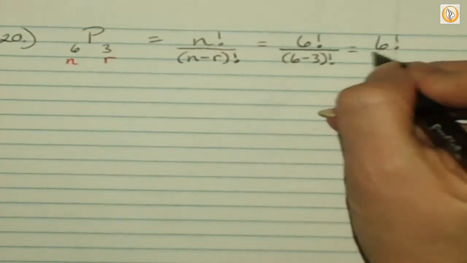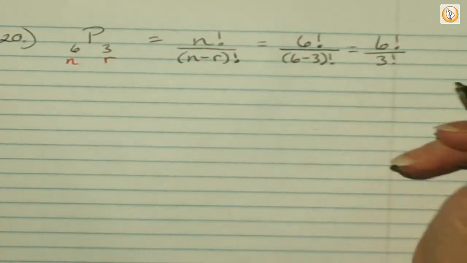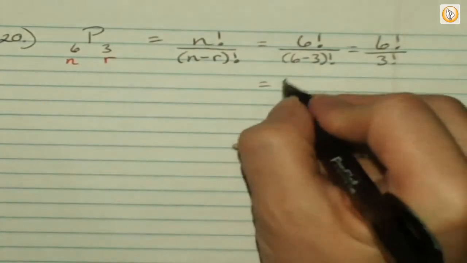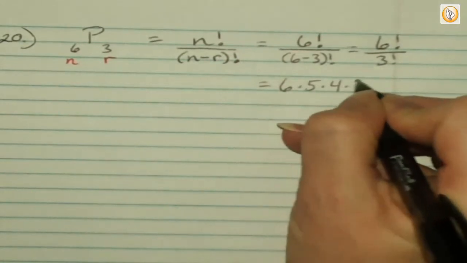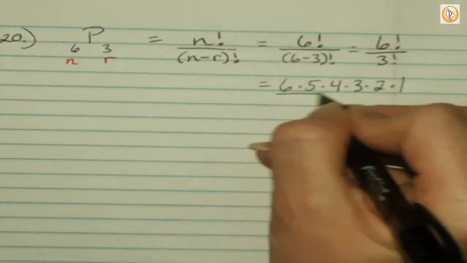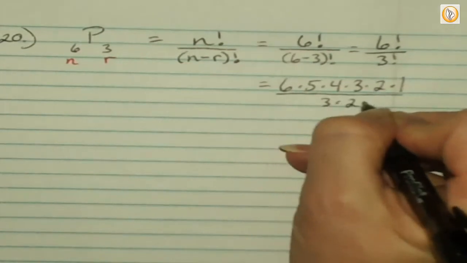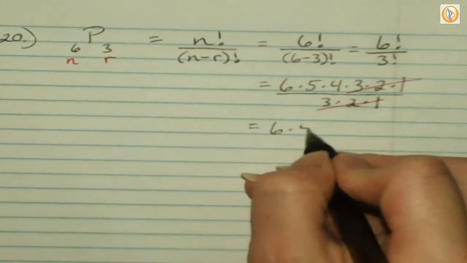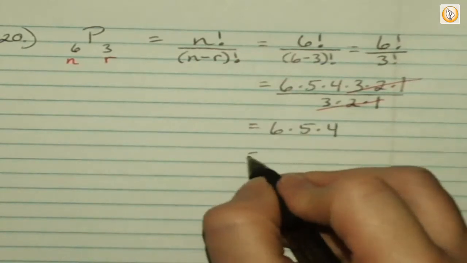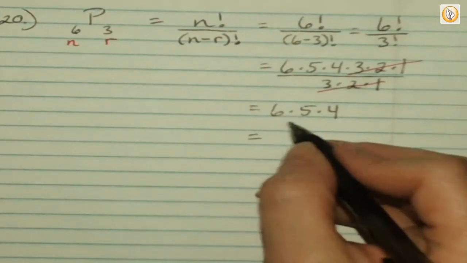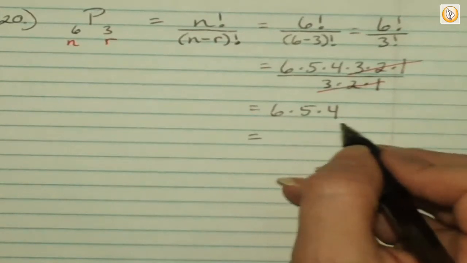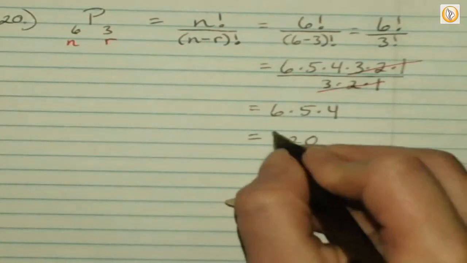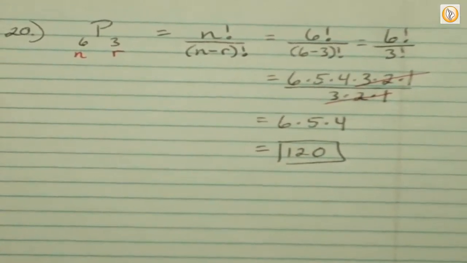So I have 6 factorial over 3 factorial. I'm going to write it out. I have 6 times 5 times 4 times 3 times 2 times 1 all over 3 times 2 times 1. I can cross these out, and I'm left with 6 times 5 times 4. 6 times 5 is 30. 30 times 4 is? 120. Very good. Any question?